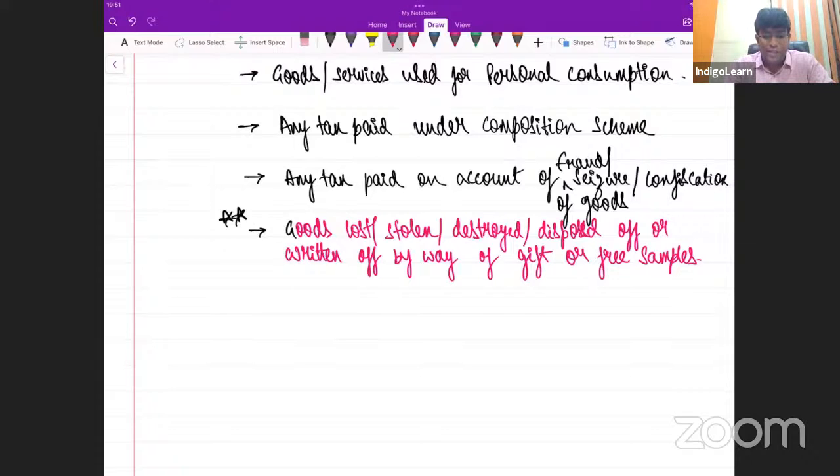So what is the last point, my dear friends? Goods lost, destroyed, disposed of, or written off by way of gift or what, my dear friends? Free samples. Very, very interesting.